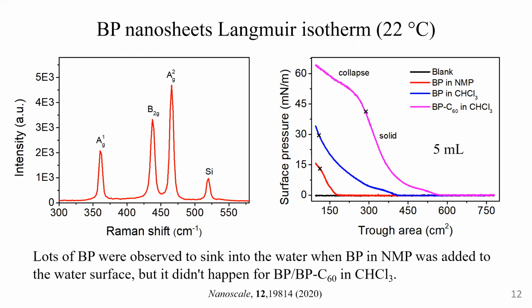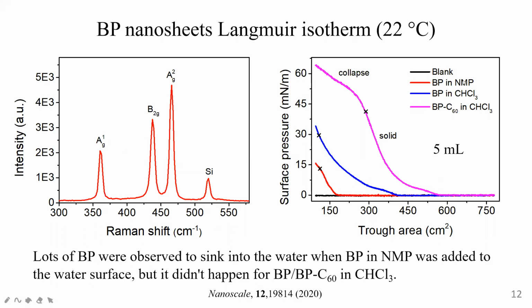Of course, the water has been used as the subphase, and after compressing the barrier, the trough area will decrease, and the surface pressure was monitored and increased. We have observed that lots of black phosphorus sink into the water when black phosphorus in NMP was added to the water surface. But it didn't happen for BP or BP fullerene mixture in chloroform. And this is also reflected from the surface pressure isotherm.